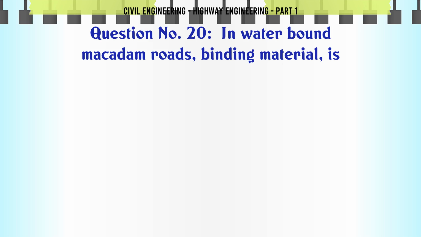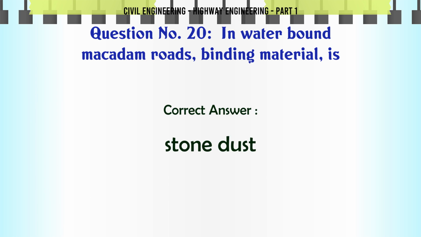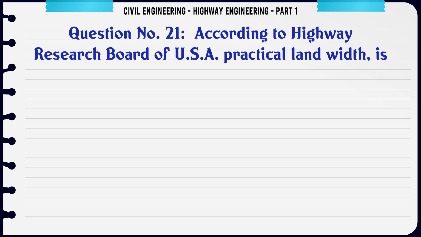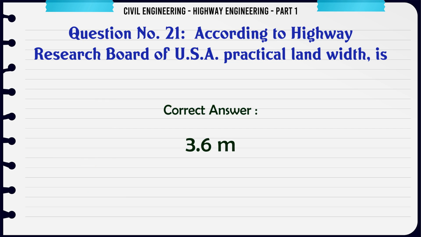In water-bound macadam roads, binding material is A. sand, B. stone dust, C. cement, D. brick dust. The correct answer is stone dust. According to Highway Research Board of U.S.A., practical lane width is A. 2.7 m, B. 3.0 m, C. 3.3 m, D. 3.6 m. The correct answer is 3.6 m.